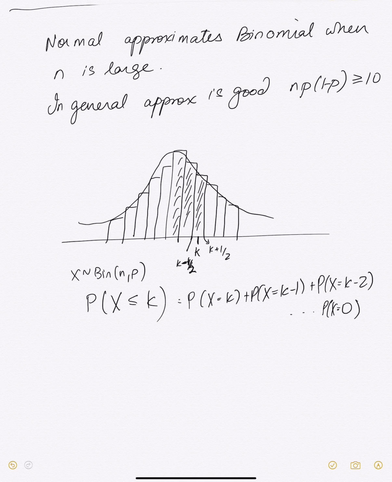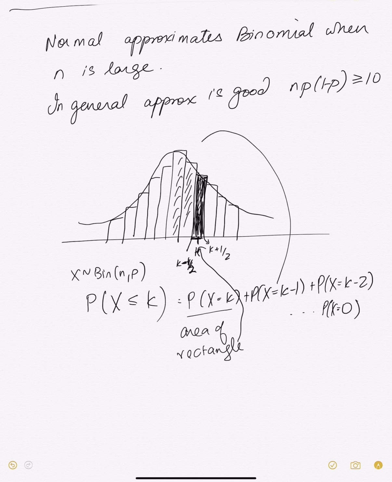So normally this is what you want to do. In a bar graph, each bar has width 1 and height equal to the probability, so each probability is the area of the corresponding rectangle. That's the area of the rectangle over here, and this is the area of this rectangle, going from here to here in that double zigzag, and so on.